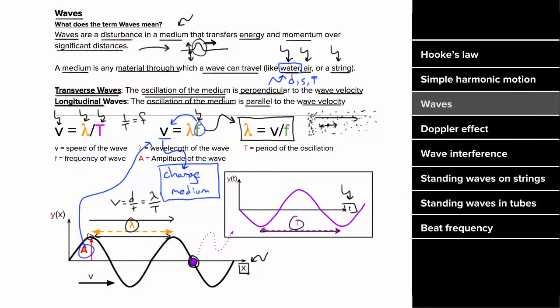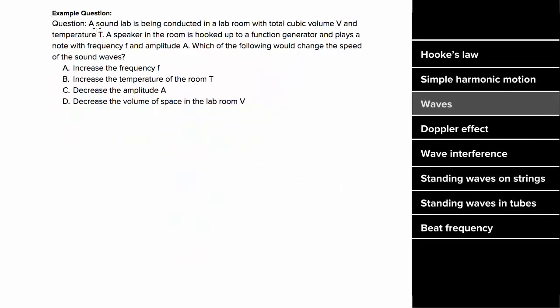And so what does an example problem involving waves look like? Let's say a sound lab is being conducted in a lab room with total cubic volume V and temperature T. A speaker in the room is hooked up to a function generator and it plays a note with frequency F and amplitude A. Which of the following would change the speed of the sound waves?